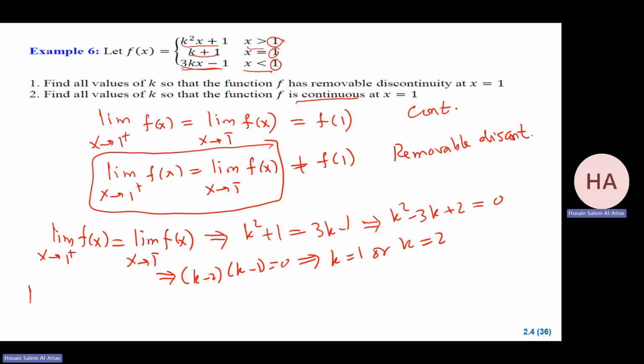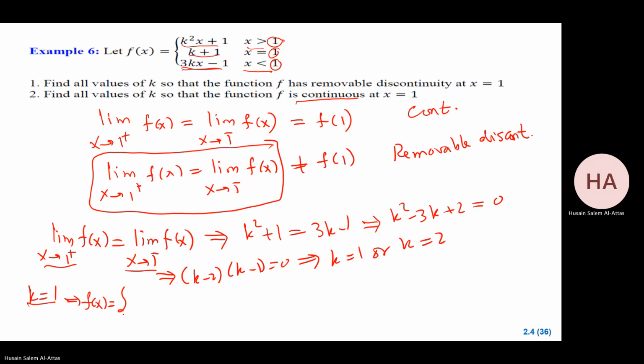Now, if k equals 1, what will be the limit as x goes to 1 for f of x? The right should equal the left, because I have the values for this one. X goes to 1 either from the right or the left. If k equals 1, what will be the function? Let me write the function just for completeness.